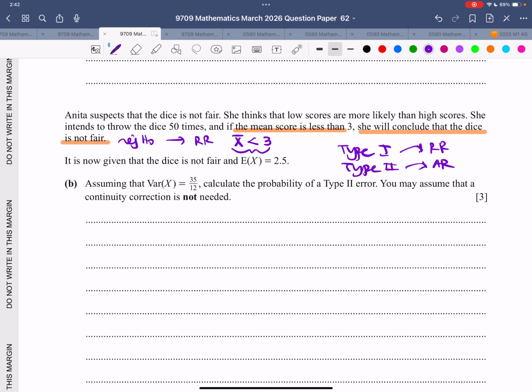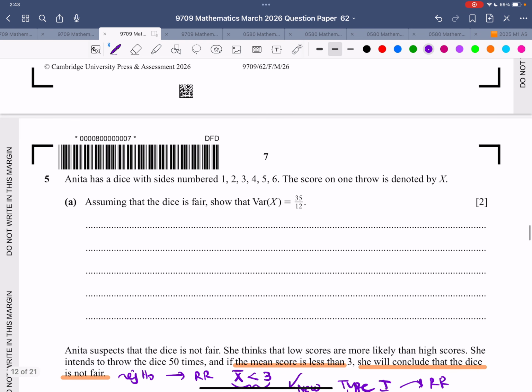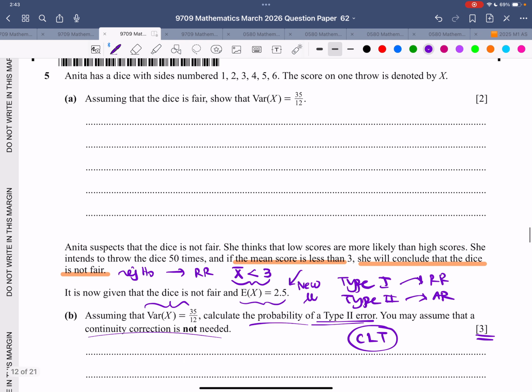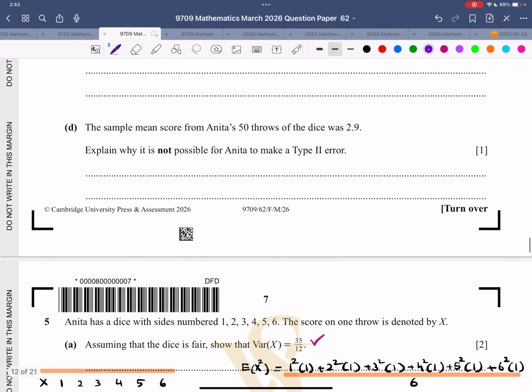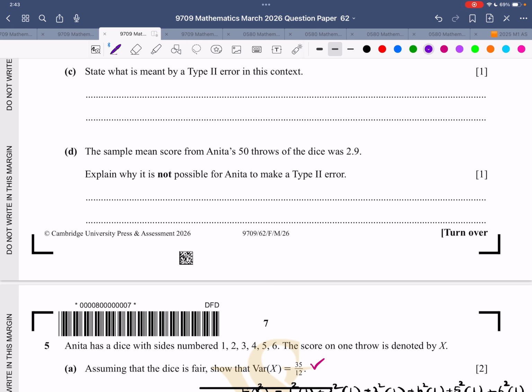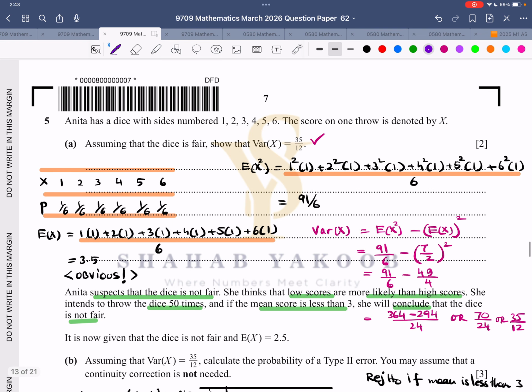It is now given that the dice is not fair and expectation of X is 2.5. So a new mu was given. Assuming that variance of X is still the same, calculate the probability of type 2 error. You may assume that the continuity correction is not required because we can say that CLT applies. That's why a continuity correction is not applicable over here. So now over here, what can we do? And then this thing, what is meant by type 2 error, the sample mean, why is it not possible? Those 1 markers will come at the end.